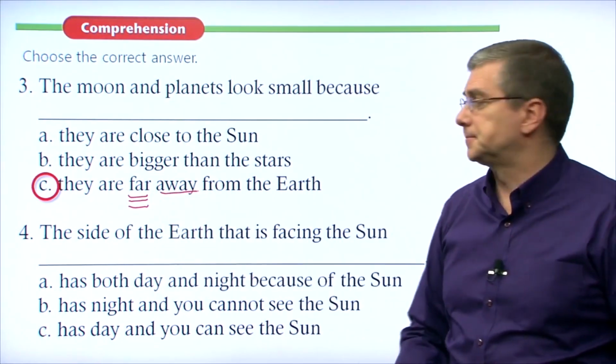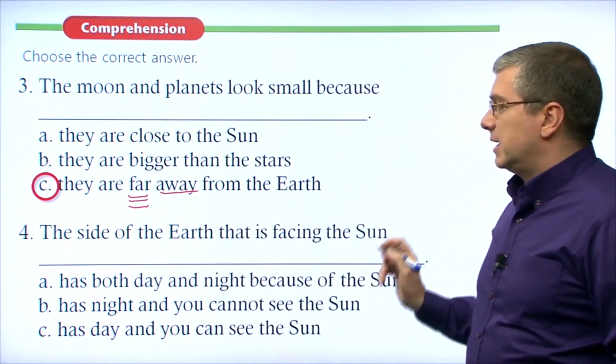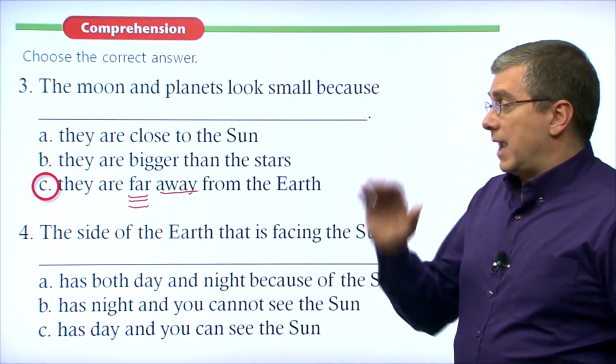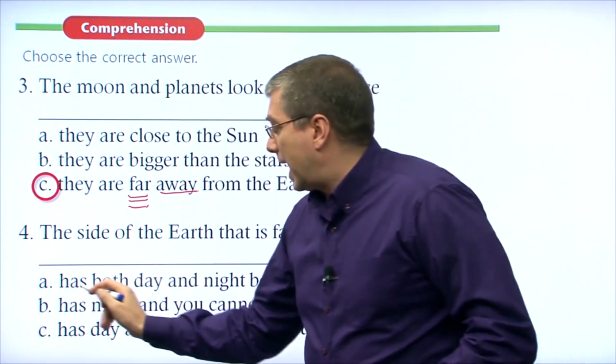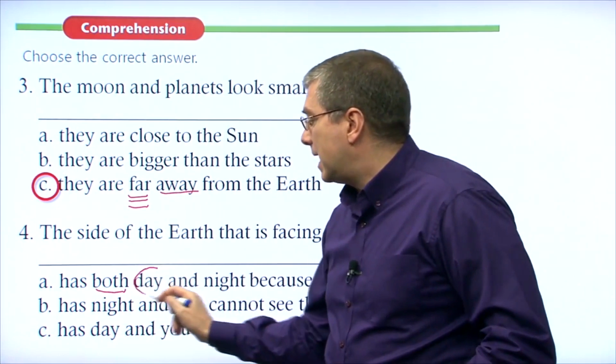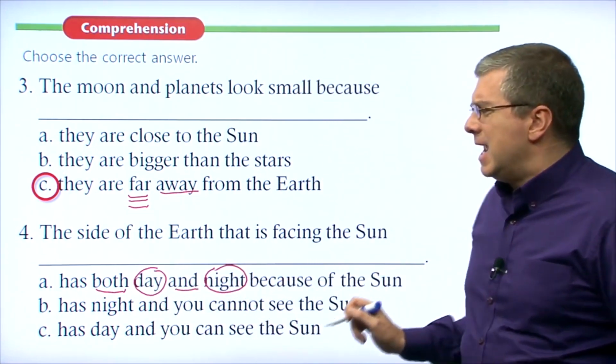Very far away. Number 4. The side of the earth that is facing the sun. So if we have the side of the earth that is facing the sun, what happens? A, has both day and night because of the sun.